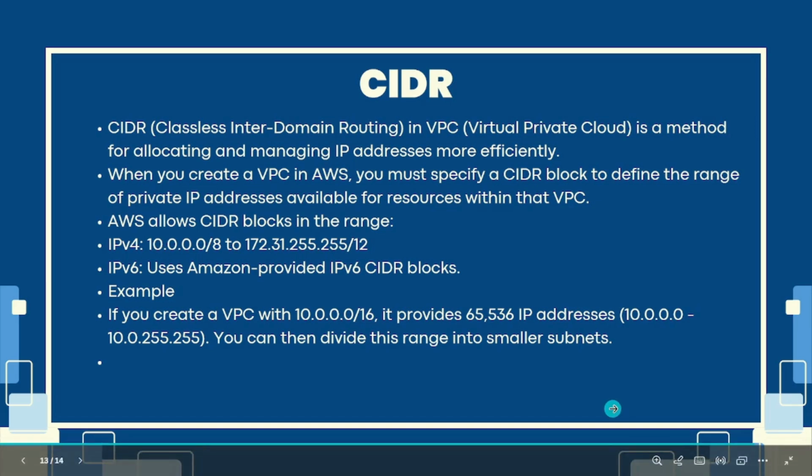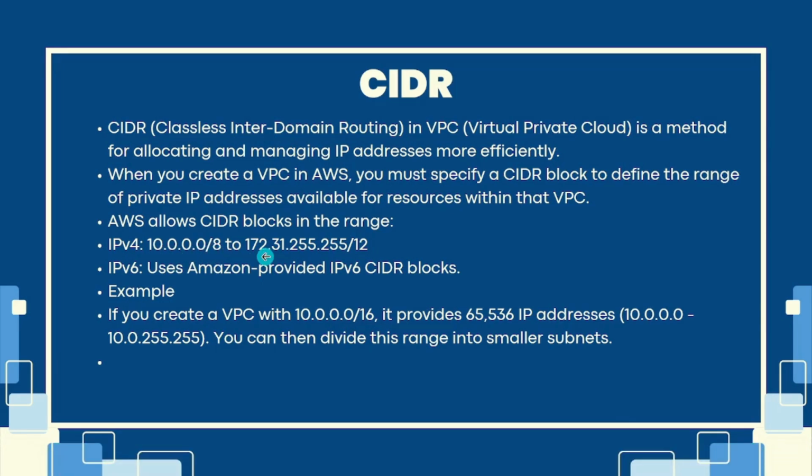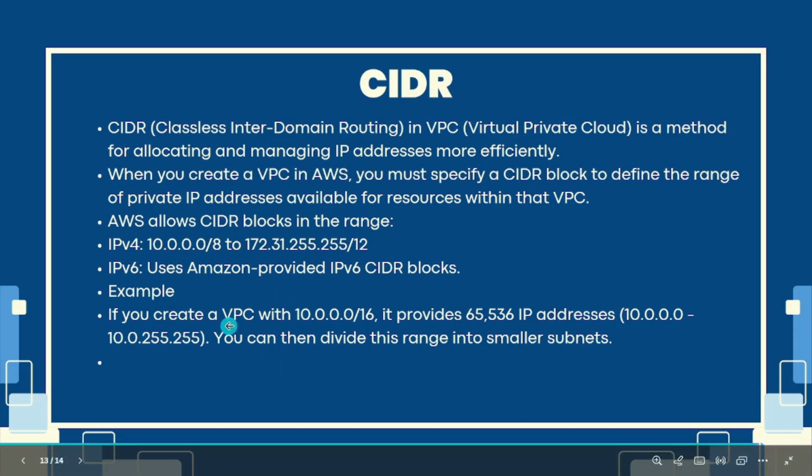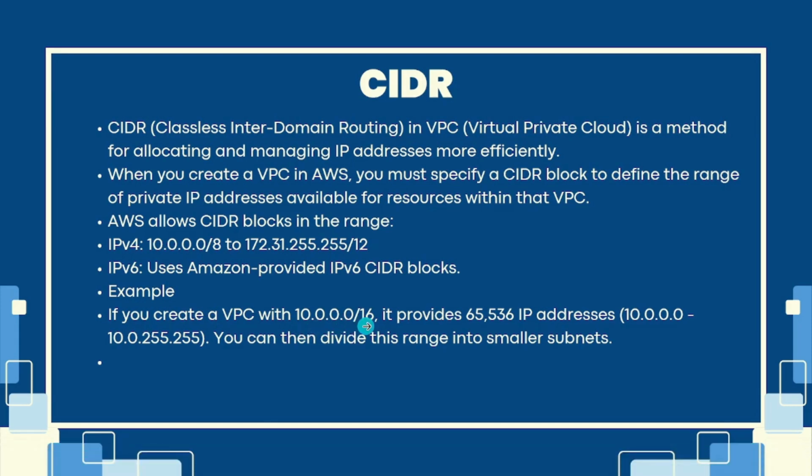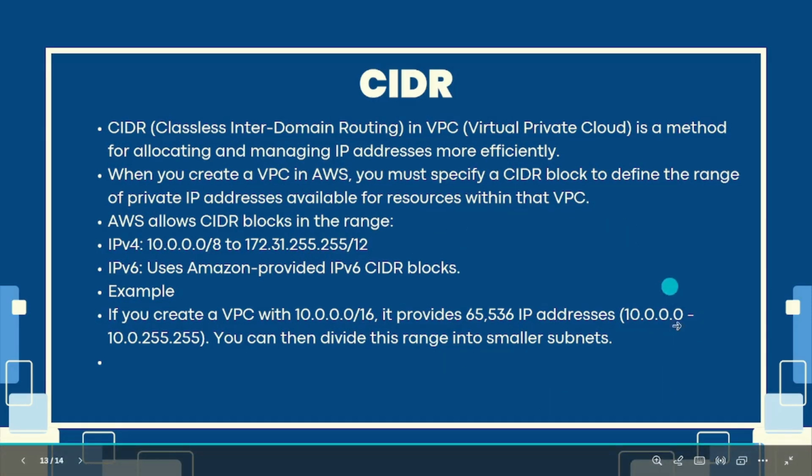AWS allows CIDR blocks in the range of 10.0.0.0/8 to 171.31.255.255/12. Also, Amazon VPC supports IPv6 IP addresses. So if you create a VPC with 10.0.0.0/16, it provides 65,536 IP addresses for you to use in the part of the cloud which you have created as a VPC. You can then divide this range into smaller subnets.